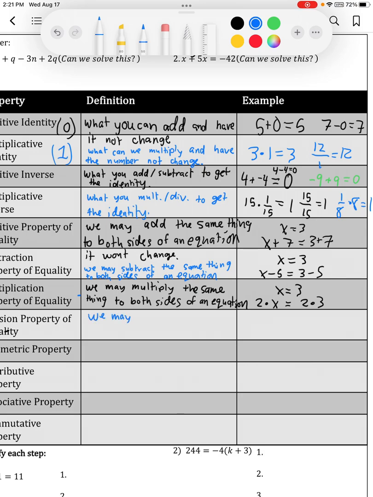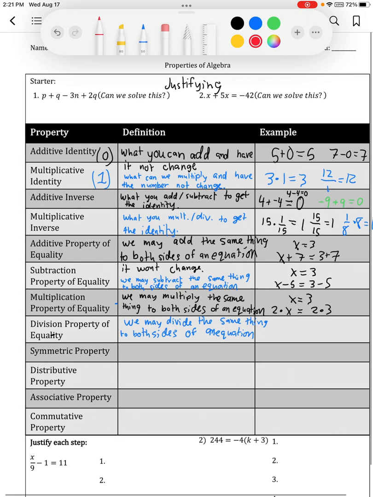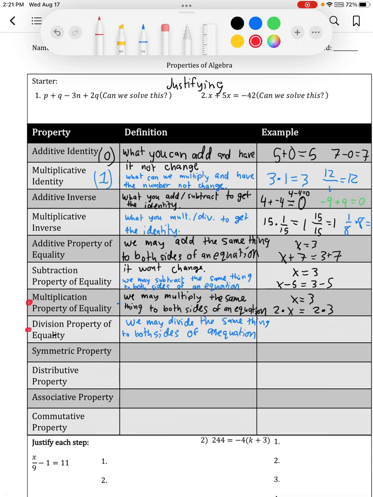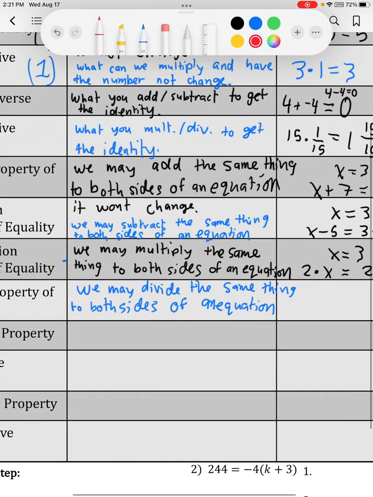We may divide the same thing to both sides of an equation. Now, there is one huge exception. It applies to both the multiplication property of equality and the division property of equality. So make sure that you have this written down, except for 0.